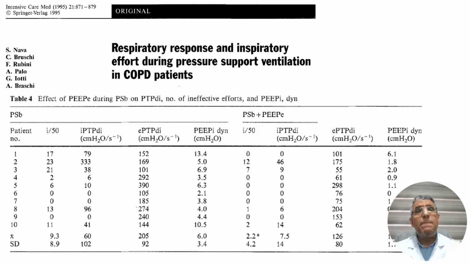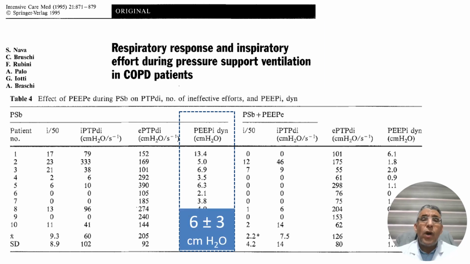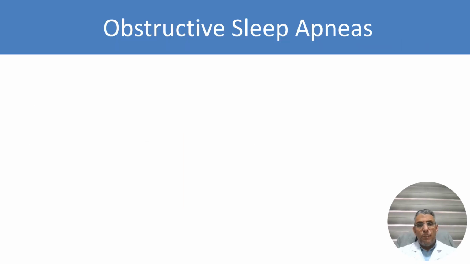Which PEEP level is the best PEEP level? Most patients with chronic obstructive airway disease have some sort of auto-PEEP. So this auto-PEEP is usually intrinsic PEEP, 6 plus 3 centimeter water. So I have to put an expiratory pressure, EPAP, from 3 to 5 centimeter water, and this will improve two things. First, it will improve the auto-PEEP, dynamic PEEP, because a patient with chronic obstructive airway disease has auto-PEEP. Second, it will help to prevent rebreathing of carbon dioxide, which is very important.